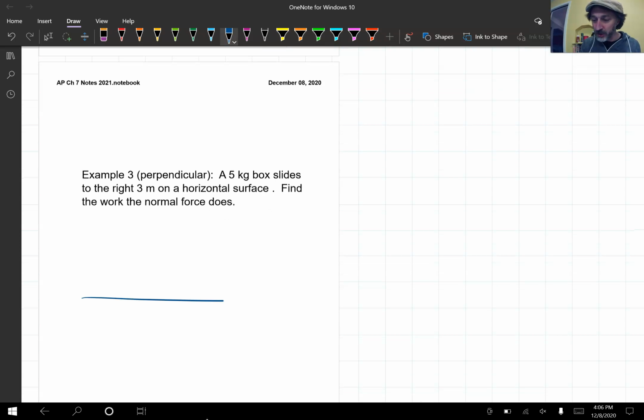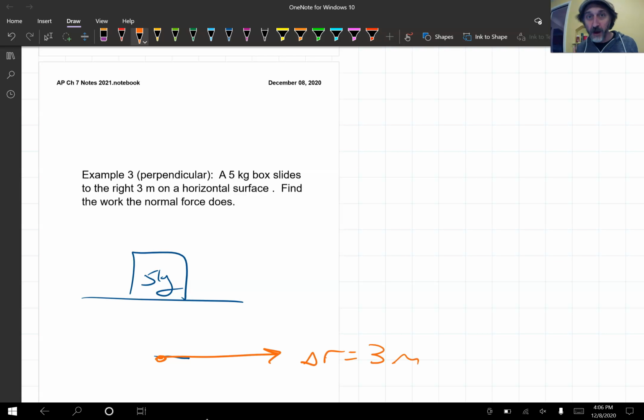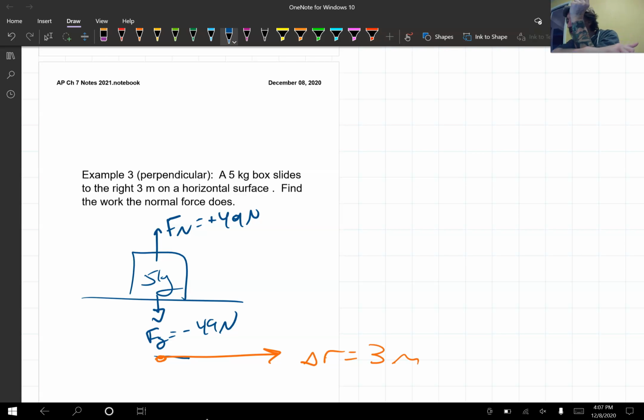Here, we've got an object, 5 kilograms. It's sliding to the right, so let's go ahead and draw on that displacement vector again. It says, how much work does the normal force do? Oh, well, let's see. So my gravity is 5 times 9.8, negative 49 newtons. My normal force is positive 49 newtons. So notice now my displacement is this way, and my force is perpendicular to it. So it's neither contributing to nor working against the motion. It's like right in between, right? Can you guys see me? Yes. Okay. So the work should be 0.